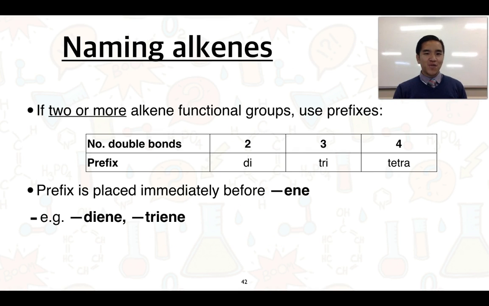One more added level of complexity is when we have multiple alkene functional groups or multiple carbon to carbon double bonds. And we've seen these prefixes before, so we actually use them to denote when we have multiple alkene functional groups. If we have 2, we're going to call it a diene. 3 is going to be called a triene, and 4 is going to be a tetraene. We place this prefix directly before the ene part of the name itself, as we can see down here.